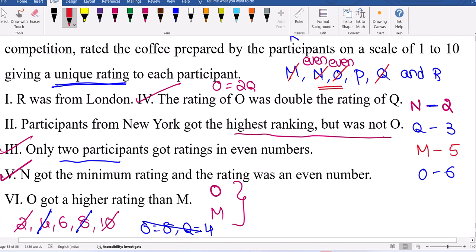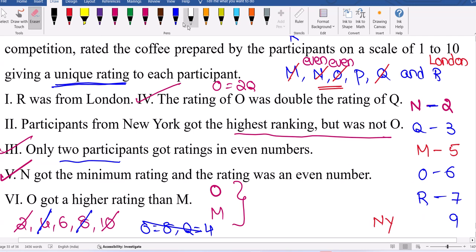Now who has the highest rating? Listen, R is from London, and the highest rating candidate is from New York. So P will be New York. What is the value for P? 9, since even numbers are not allowed. The leftover two people take the odd numbers 7 and 9: 7 will be R, and 9 will be P.